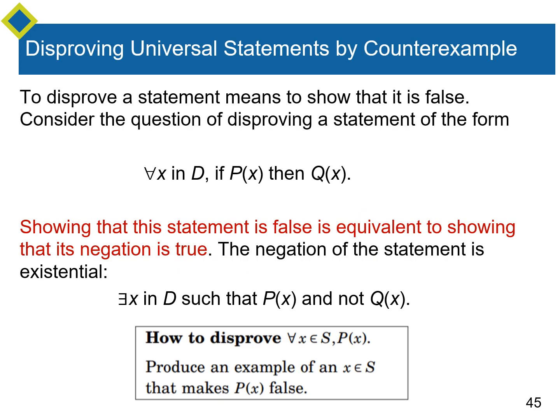Okay, disproving a universal statement by counterexample. To disprove a statement means to show that it's false. Consider the question of disproving a statement of the form for each x in the domain, if Px then Qx. Showing that this statement is false is equivalent to showing that its negation is true. So how to disprove? For this one, we must make it false. We must use the negation of the statement.